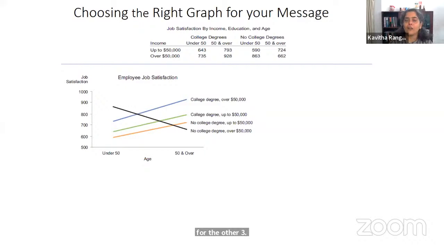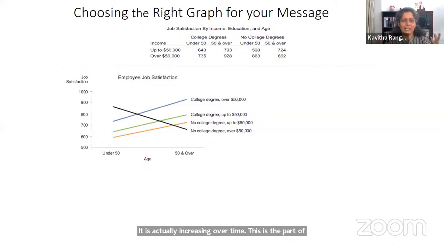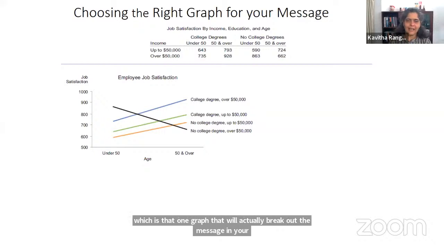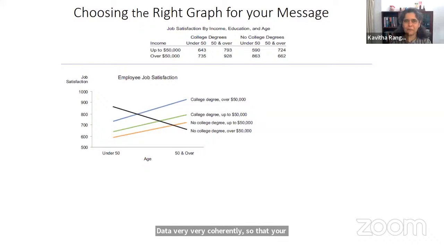This is the power of data visualization, being able to show data in a way that our brains can very quickly assimilate and get the insights out of. So essentially, you want to figure out which is that one graph that will actually bring out the message in your data very, very coherently so that your audience can see it and get that aha moment straight away. You don't want them to wrestle with the data to try and get the information out.